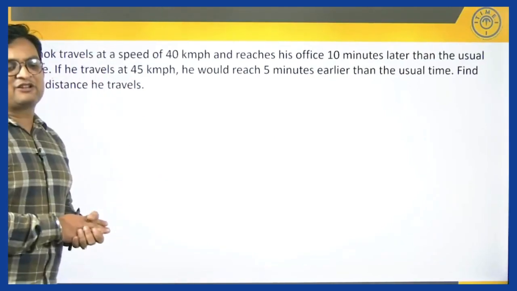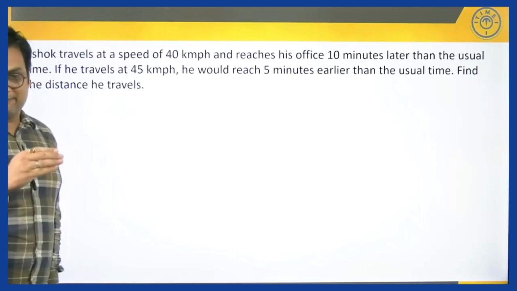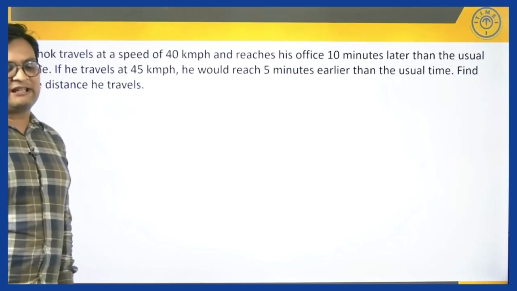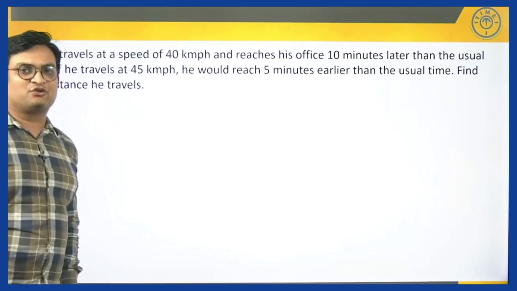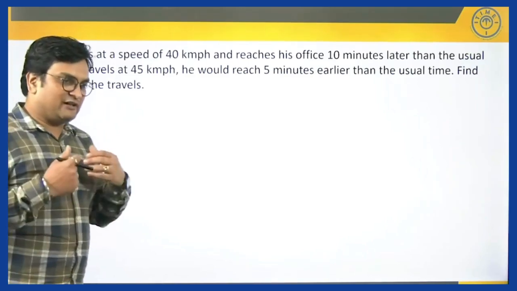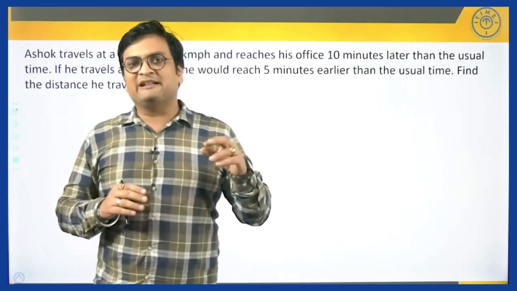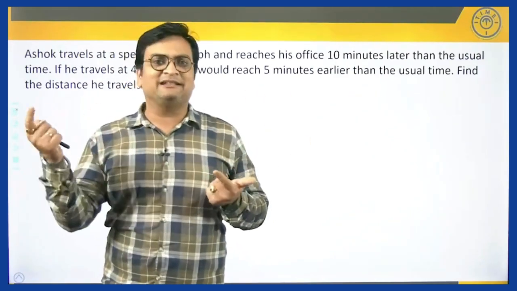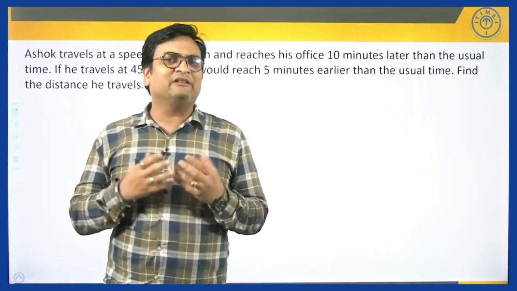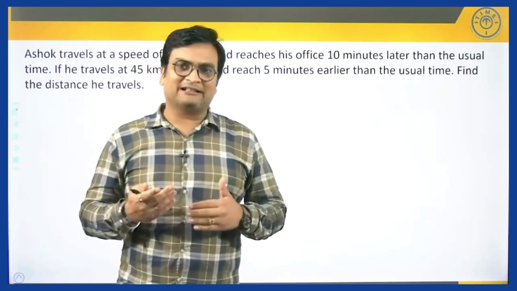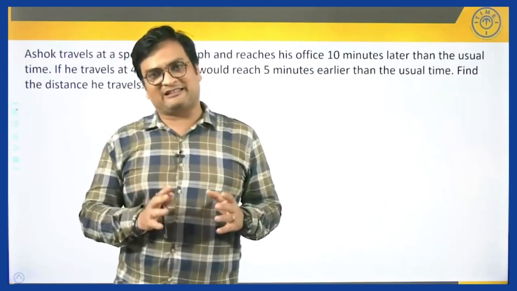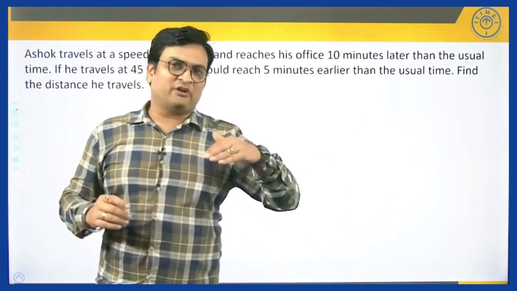So, the question says Ashok travels at a speed of 40 kmph and reaches his office 10 minutes later than the usual time. So, that means if Ashok was supposed to reach at 9 AM, if he travels at 40 kmph, he will reach at 9:10, 10 minutes late than the usual time. So, usual time means the time at which he was supposed to come to office. So, 9 AM is the time. So, he will reach at 9:10.